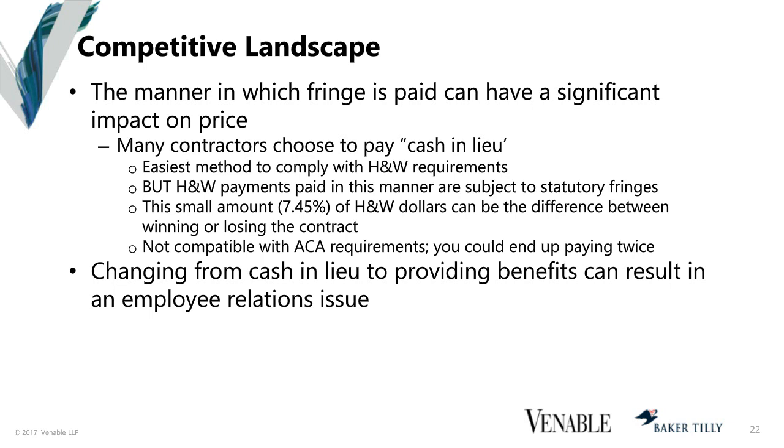But over time, more sophisticated contractors started realizing that they could actually have a lower price simply by providing benefits instead of cash in lieu. Because if you provide cash in lieu, that is subject to statutory fringes. And even though it's only 5% of these health and welfare dollars, and you might be thinking they're not very big, it can be the difference between winning and losing.